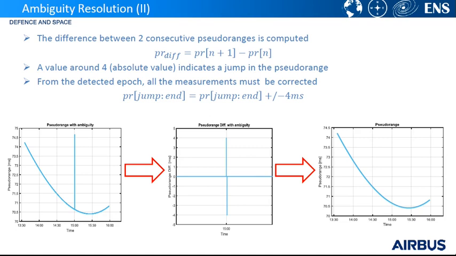Figure on the left presents pseudorange with ambiguity. Plot in the middle shows differences between two consecutive pseudoranges. Picture on the right depicts corrected pseudorange.